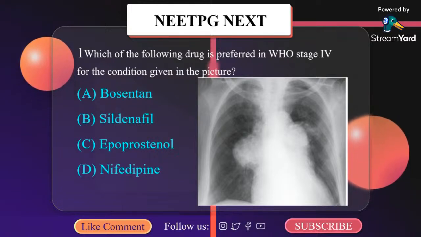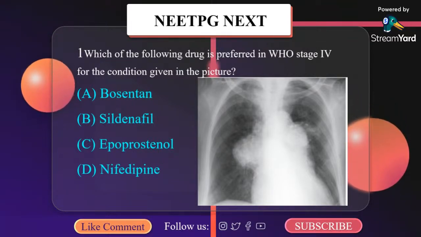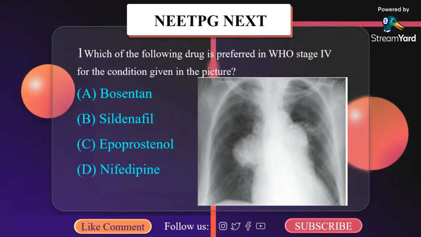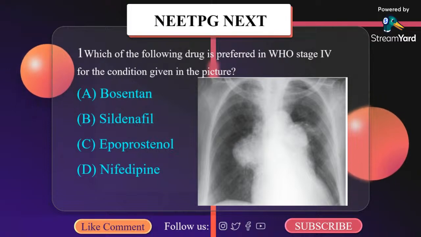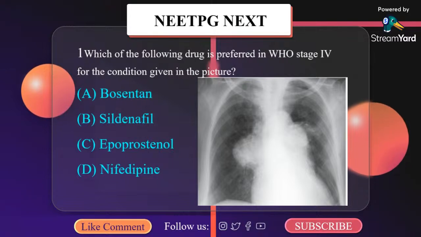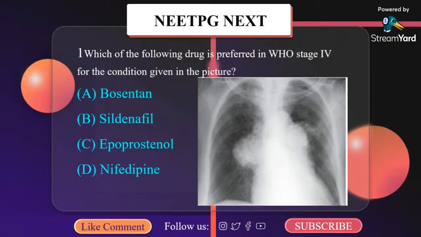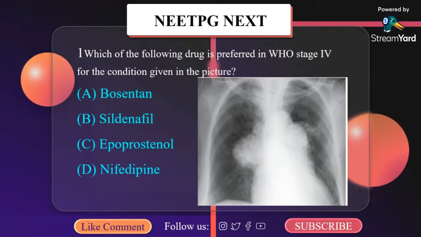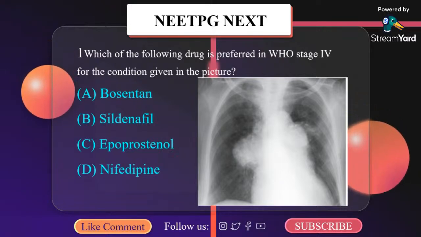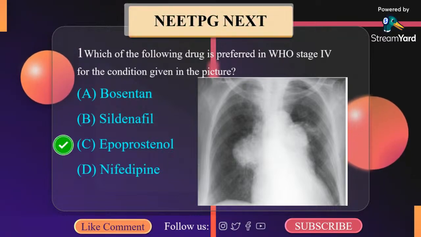Which of the following drugs is preferred in WHO stage 4 for the condition given in the picture? Now, what is this condition? Here you can see the prominent pulmonary arteries. It is a diagnosis of pulmonary arterial hypertension. For stage 4 pulmonary arterial hypertension, the drug of choice is IV epoprostenol. So this is primary pulmonary hypertension and the drug of choice is epoprostenol. So the correct option here is C, epoprostenol.